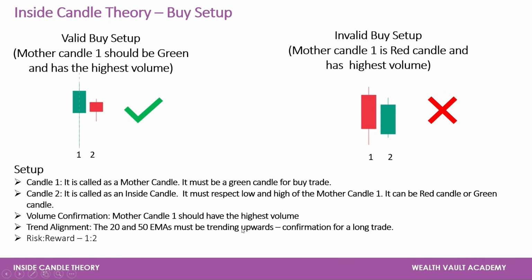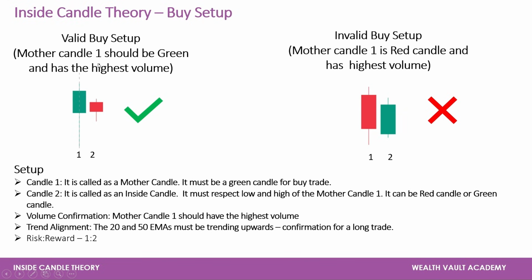Then volume confirmation. Mother candle 1 should have the highest volume. For trend alignment, the 20 and 50 EMA must be trending upwards, which gives confirmation for a long trade. And risk reward should be 1 to 2. These are all the rules for the buy setup.